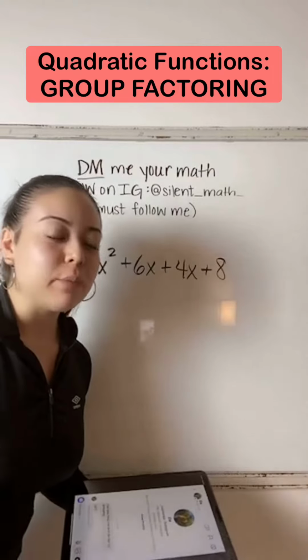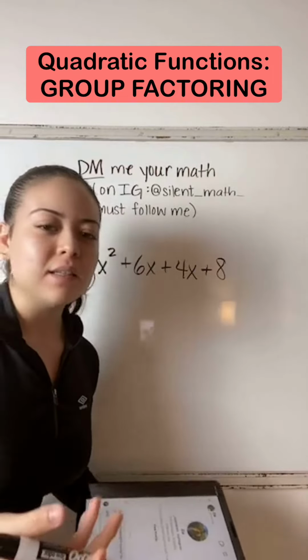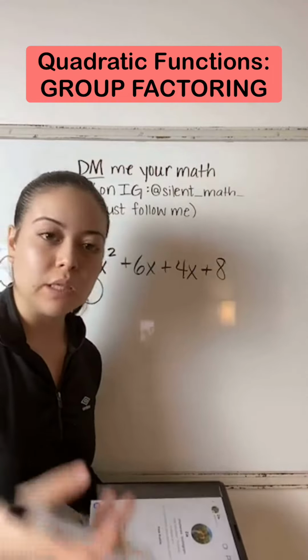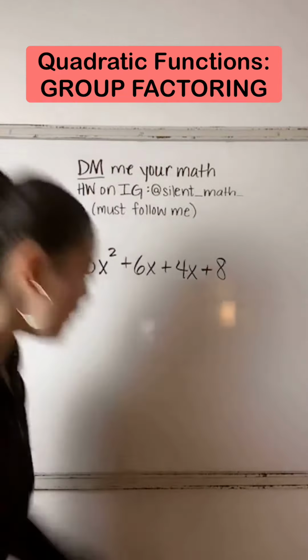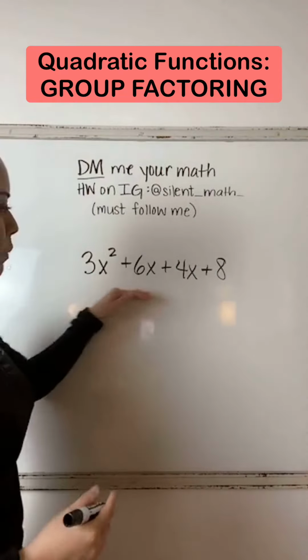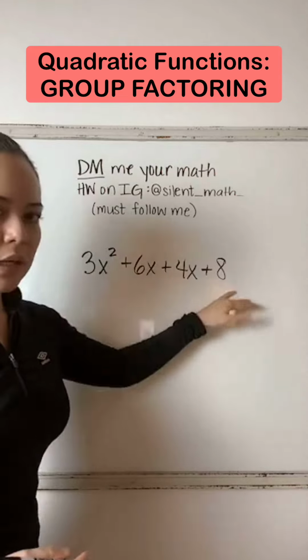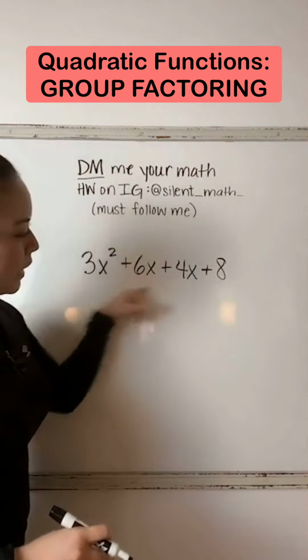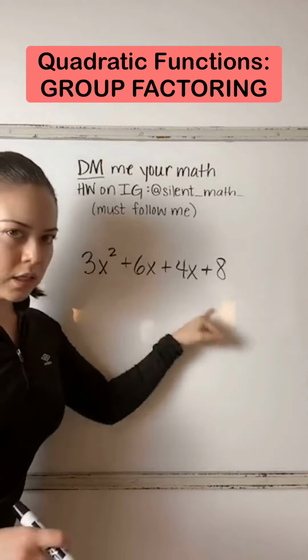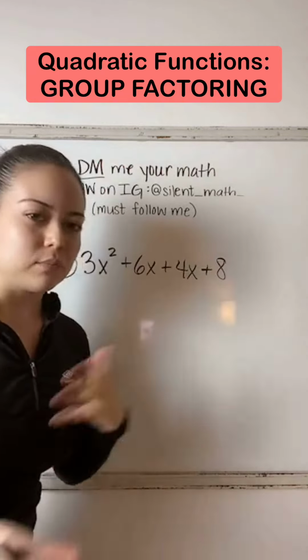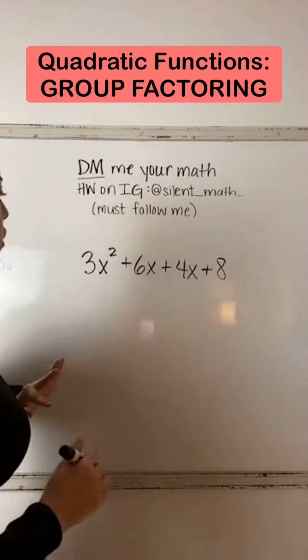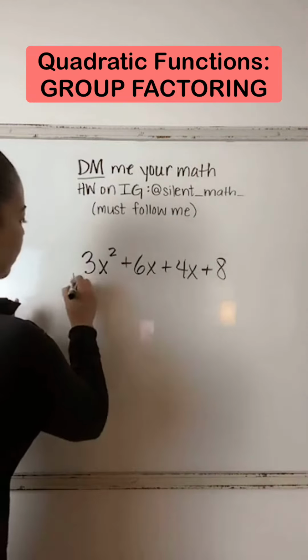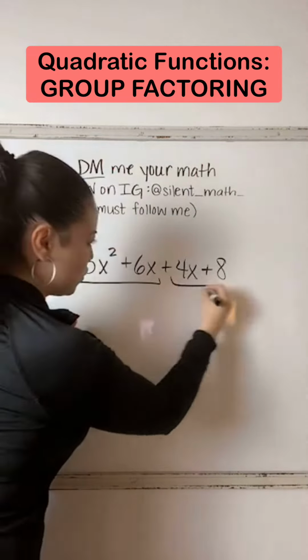Start now. So group factoring, just like in its name, you need to factor in groups. So we have this example: 3x squared plus 6x plus 4x plus 4. You might be tempted to combine like terms, but no, because then you're not going to be able to do group factoring. Anyway, you want to group the first two terms and the last two terms together.